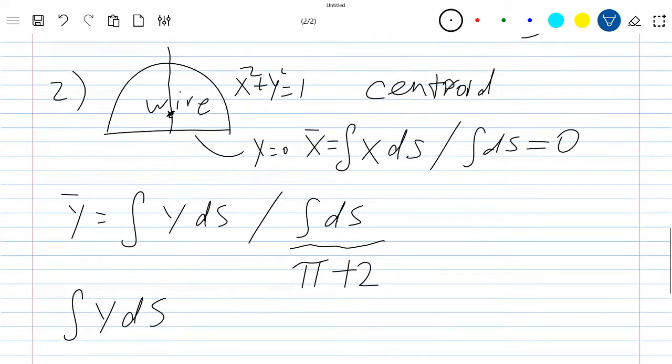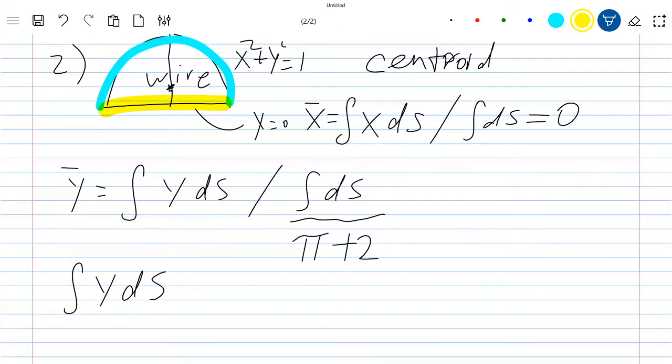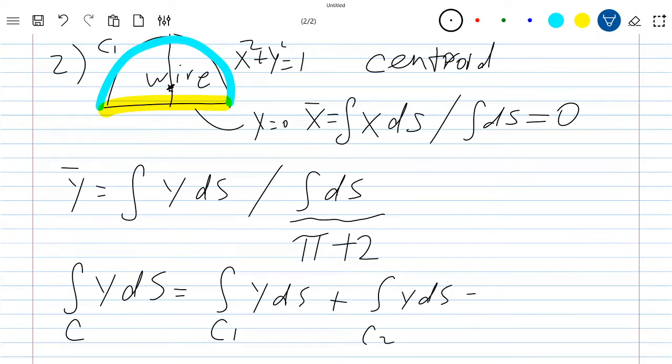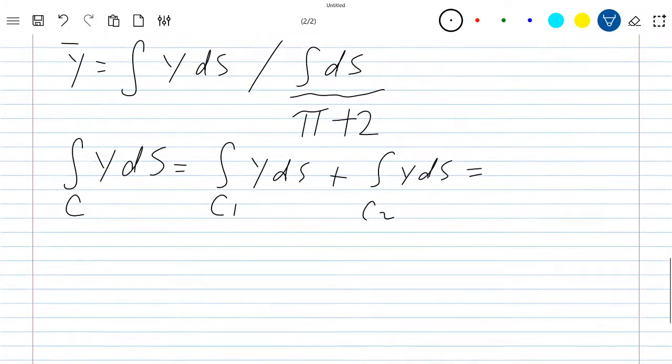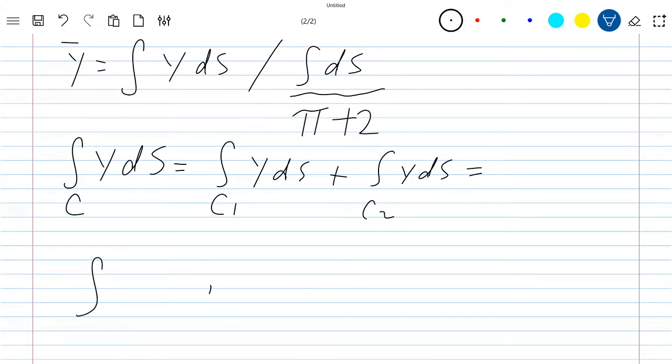Well, because the frame, the wire, has 2 parts. This is 1, this is 2. So we have to integrate by dividing into 2 parts. So this one equals C1 plus C2. And C1 is a circle, so let's parameterize by theta. And what is y? y equals sine theta, and integrate from 0 to pi.